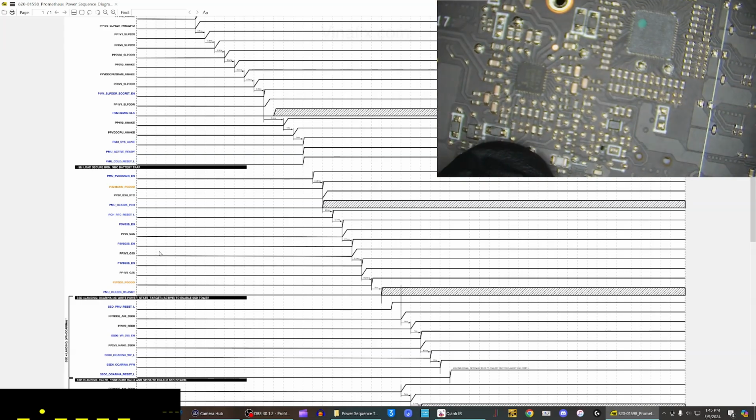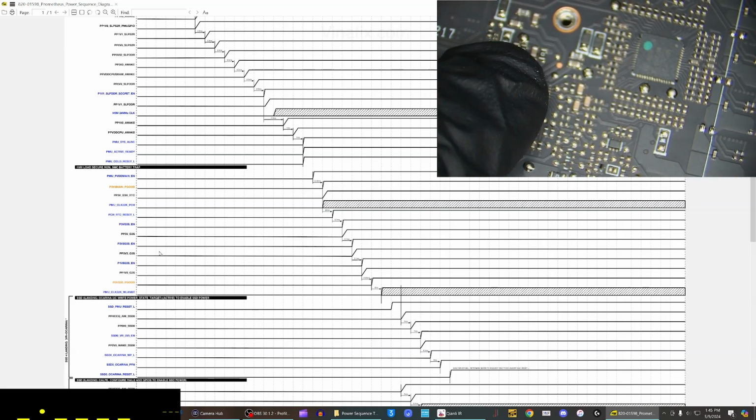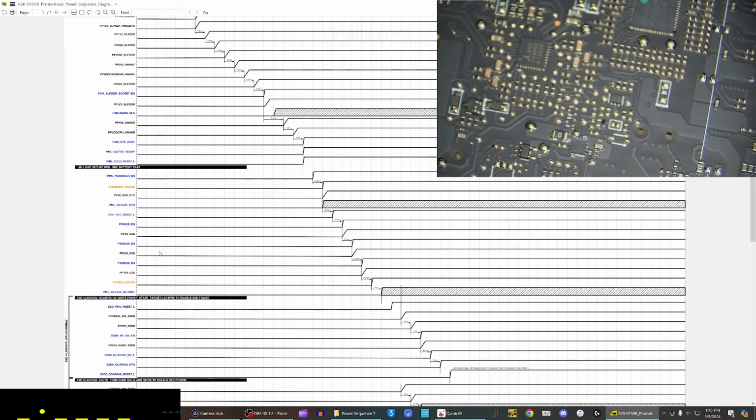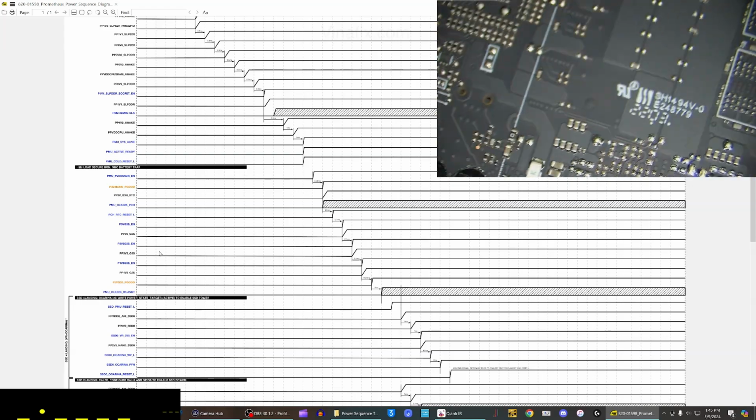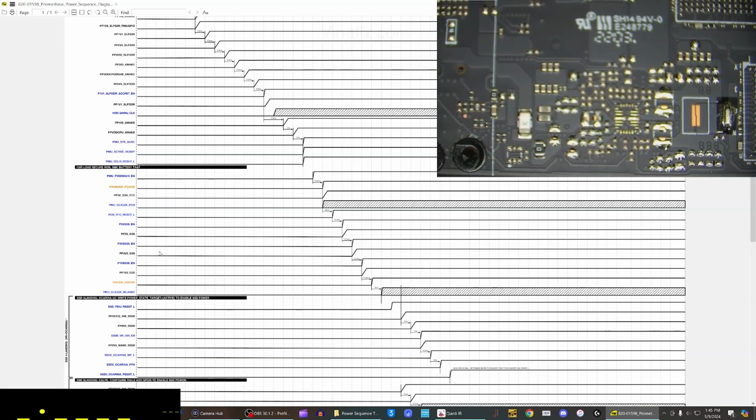I see an ISL charging chip, Intersil. We're getting some lines that are 5 volts, some are 3. Okay, that's all well and good. I checked this fuse, and then eventually I checked this fuse. I got a stable low. Let's see what this does.